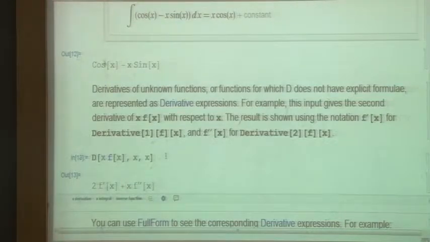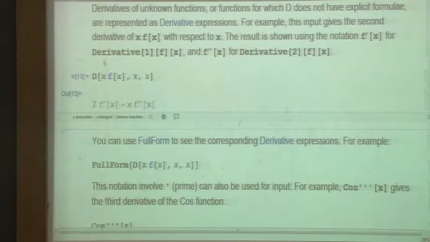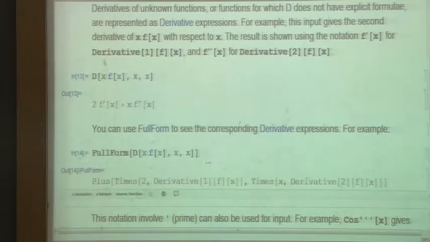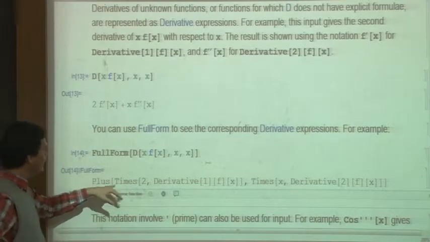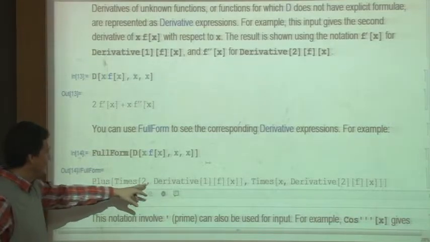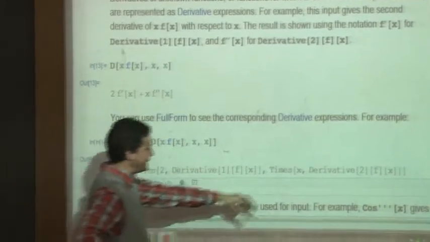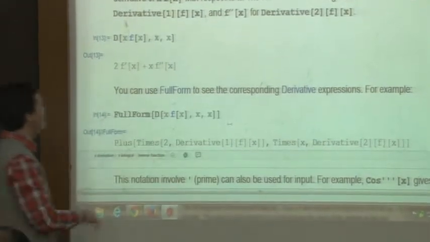If you are a bit confused, you can take a look at this FullForm. Remember the trick yesterday? We talked about 2 plus 3, right? But actually, Mathematica understands it as Plus[2, 3]. So this is the same. When you use FullForm, what do we get? The first derivative, right? And the second derivative.